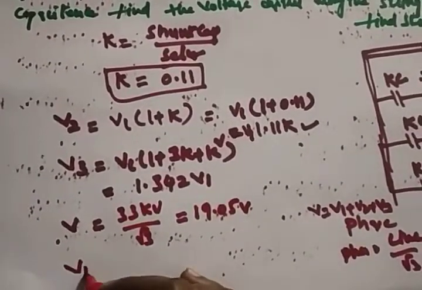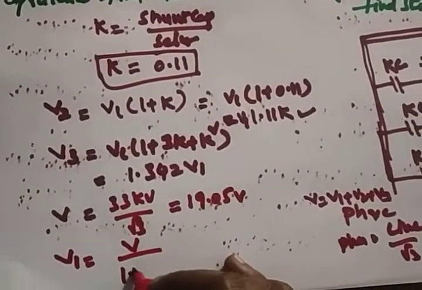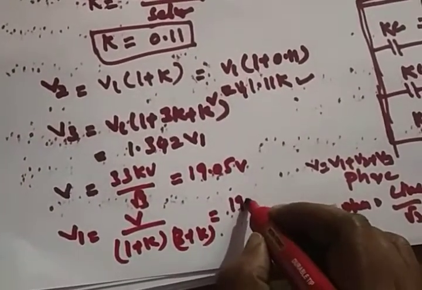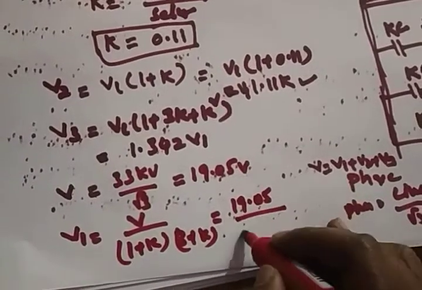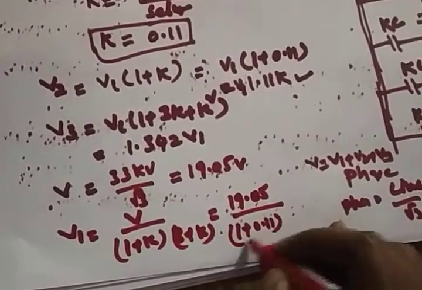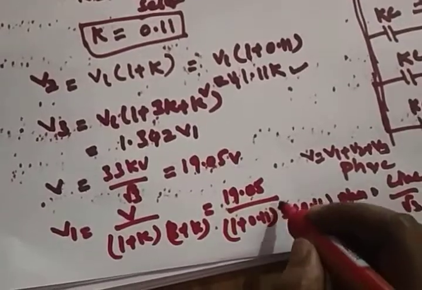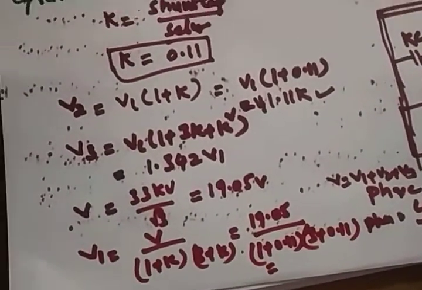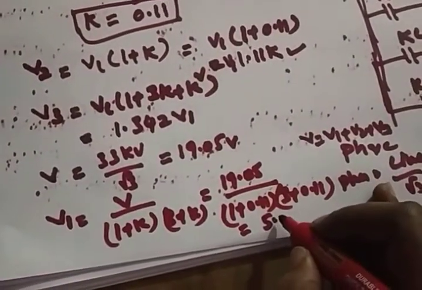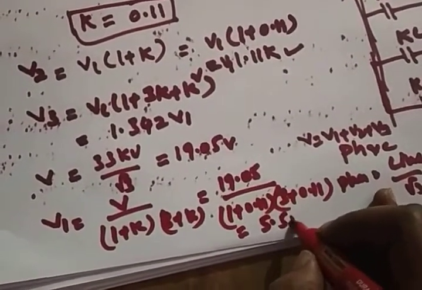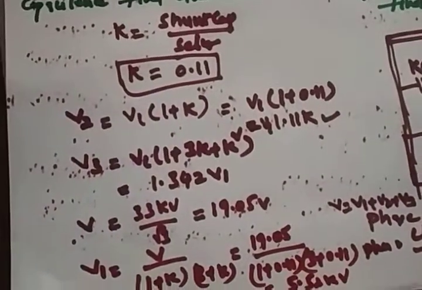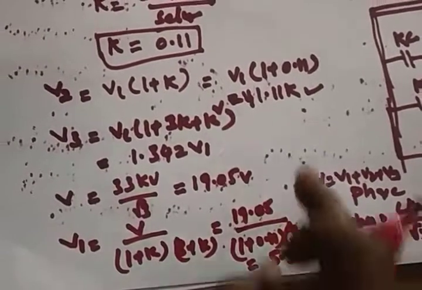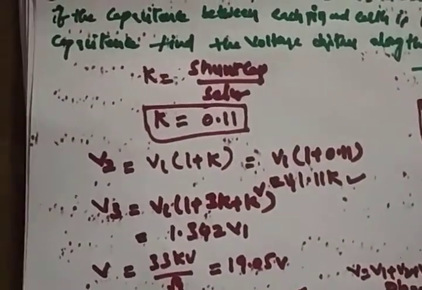So from that, what is the value of V1? V by 1 plus K, 3 plus K. Substitute. You know the V value. 19.05 by 1 plus 0.11, 3 plus 0.11. Substitute. You will get the value of V1. So what is the V1 value? You will get 5.52 kV. You know the V1 value. So V2 is equal to V1 into 1.11. You know V1, 5.52. Substitute, you will get V2. So what is the V2 value?